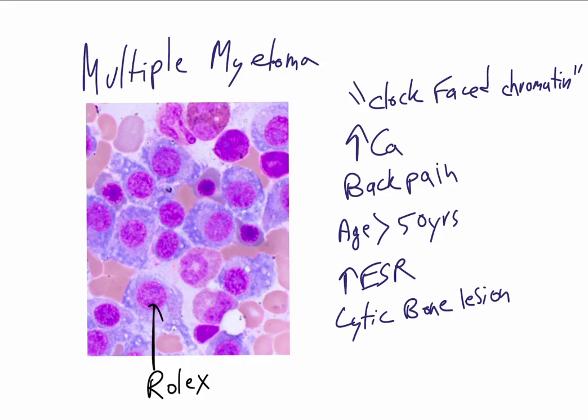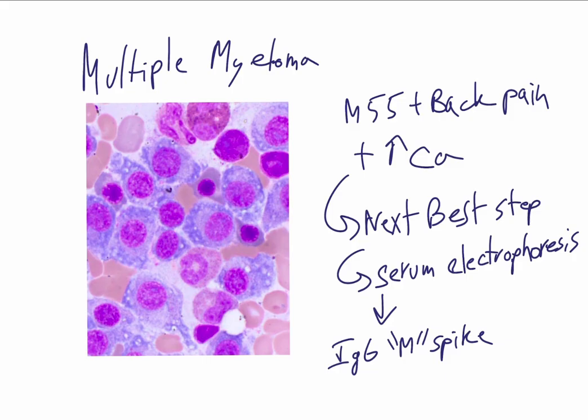If they were to give you multiple myeloma, they'll give you someone with hypercalcemia due to increased bone breakdown. They might give you back pain, age over 50, increased ESR, that's because of the rouleau formations, that's the stacked RBCs looking like coins, and lytic bone lesions. If they give you a dude in his 50s, with back pain and increased calcium, you have to know that the next best step for this would be serum protein electrophoresis. This typically would show an IgG M protein spike.